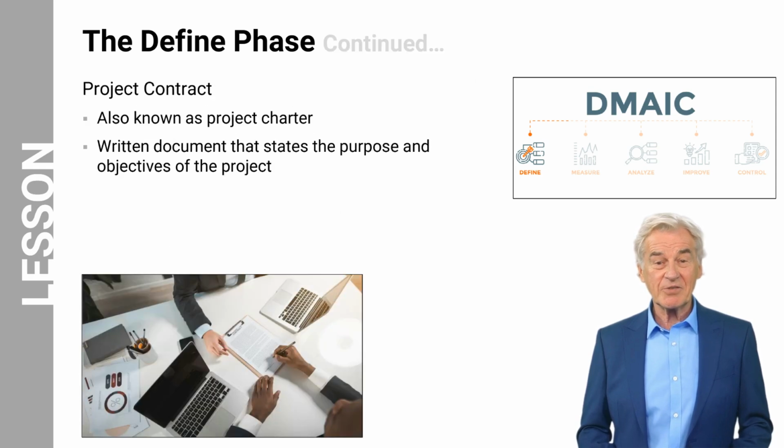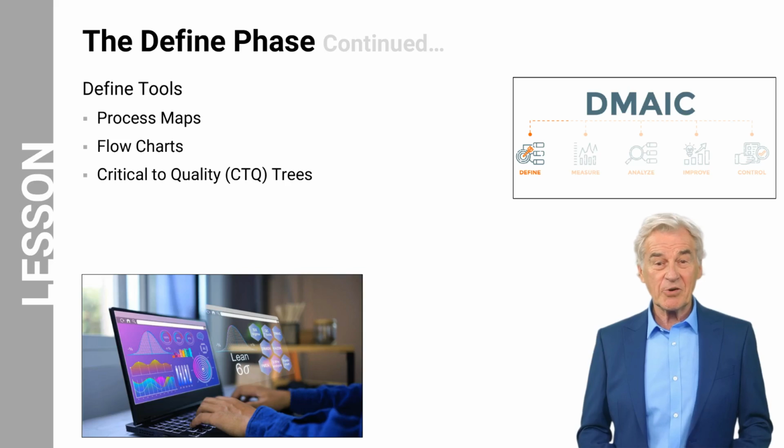A project contract, or project charter, is a written document that states the purpose and objective of the project. The project contract acts as a baseline for the rest of the project. There are several tools to aid in the define phase of the DMAIC approach. These tools include process maps, flowcharts, and critical to quality, or CTQ trees.